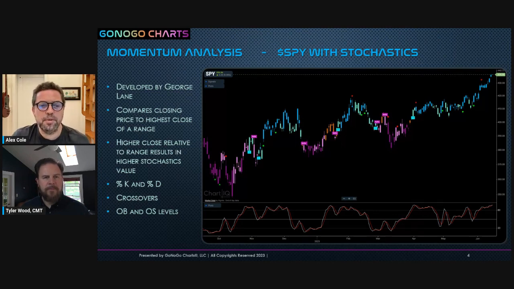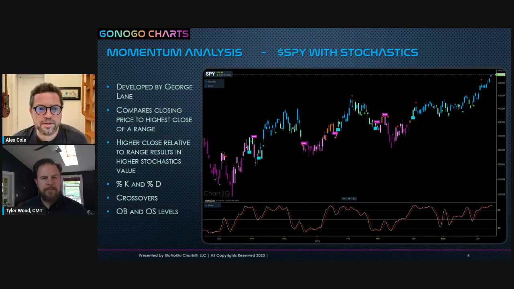And we know that the components of the stochastic are multiple lines. The two most used are the %K and the %D. The interaction between those two lines gives us signals. They give us crossovers. So when the faster K line is crossing over the slower D line, we can expect price to move perhaps in that direction in the short term.